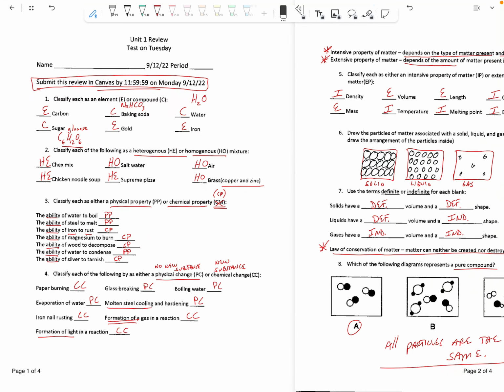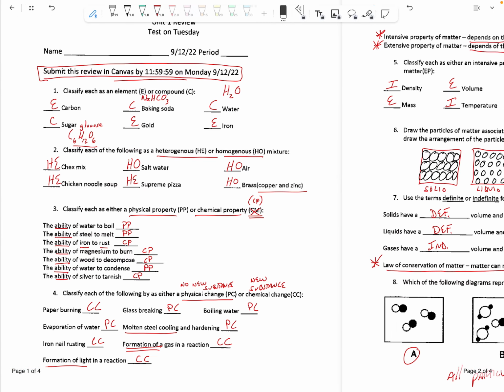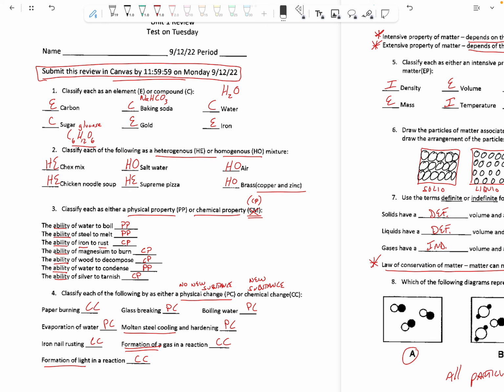All right, Bulldogs, this is the Unit 1 review, matter test review. And so, just by going through, you can see the answers to the first page. Please be careful with your elements and compounds, of course. Hopefully you'll do a little bit of studying tonight. So let's go to the second page.